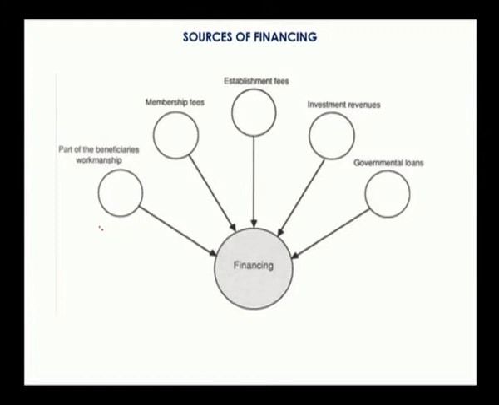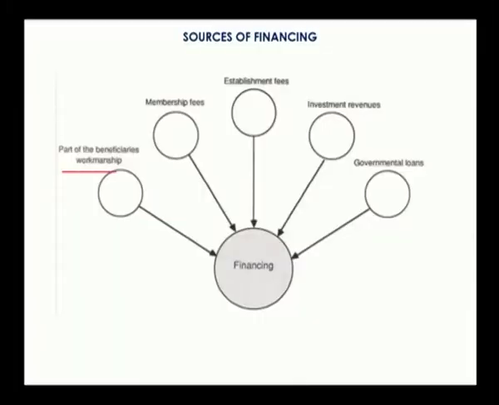The next crucial stage is the sources of financing. You have a community and you have things on paper to be developed as a practical project. Now, where does the source of funds come from? Of course, central government initiatives give or pool in funds for this, but the other way of doing it is the beneficiaries' workmanship.